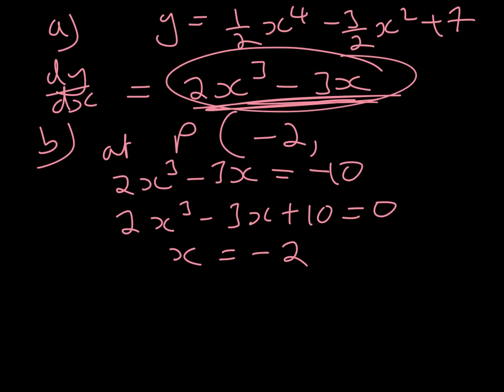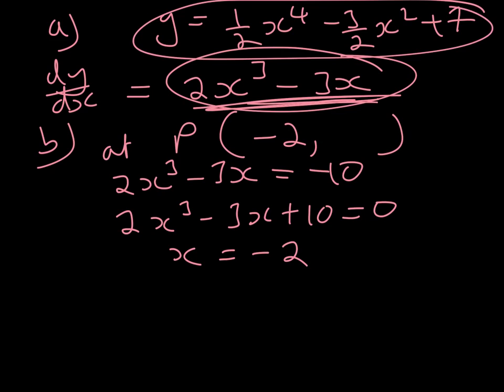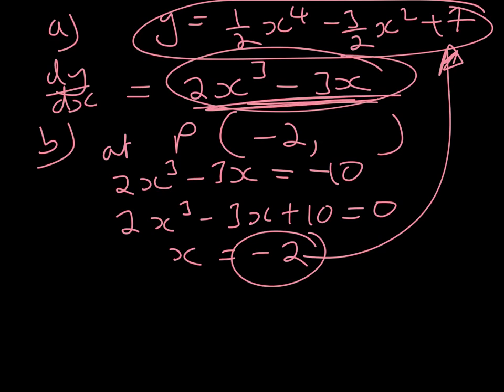However, we have been asked to find the coordinates of P. So we've got minus 2. We're now going to have to use that to find the y coordinate. And to do that, we're just going to take our value here and substitute it into the original equation. And if you do that, you end up with a value of 9. So the coordinates of the point P are negative 2, 9.